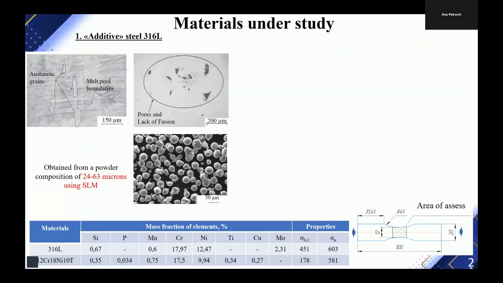The first material is additively manufactured 316 steel. In this slide, you can see the microstructure of this steel with some austenitic grains, melt pool boundaries, some pores, and lack of fusions. This material was obtained from a powder composition of 24 to 63 micrometers using selective laser melting.